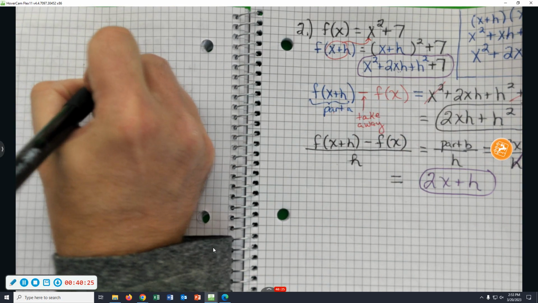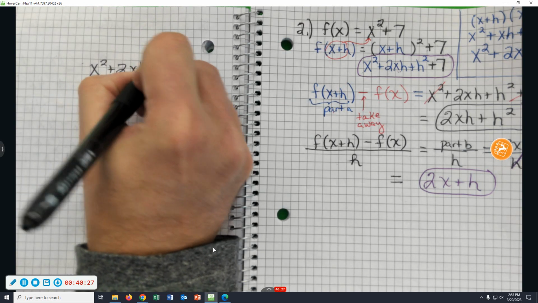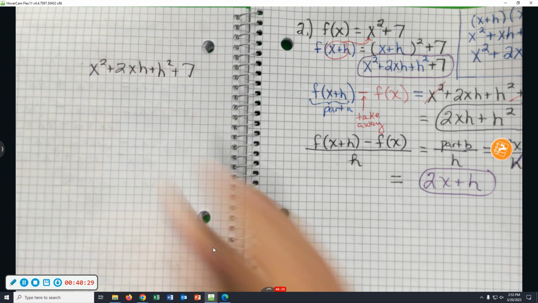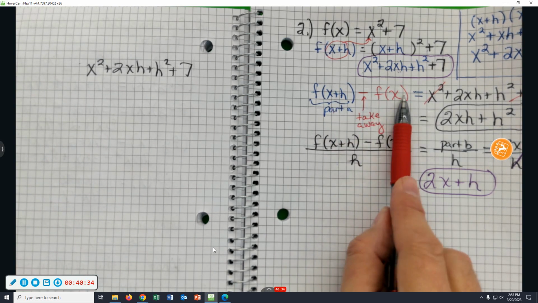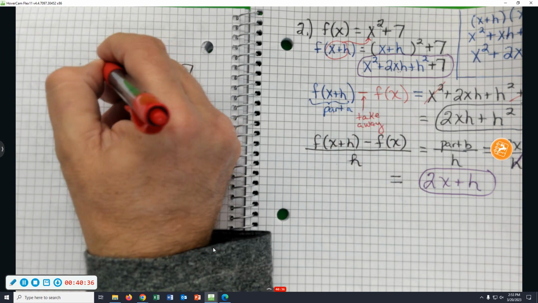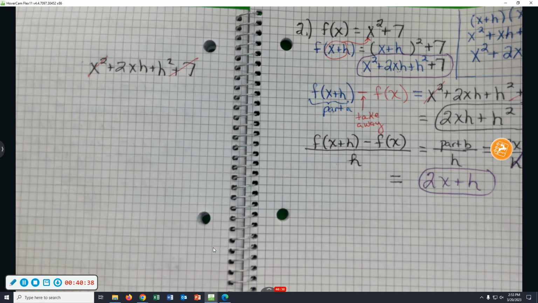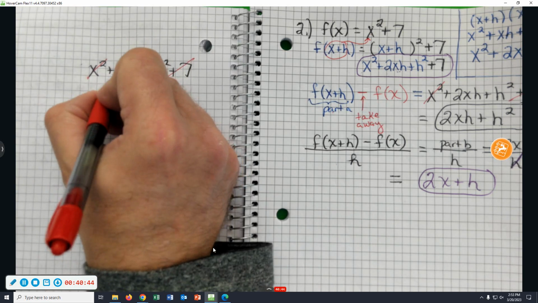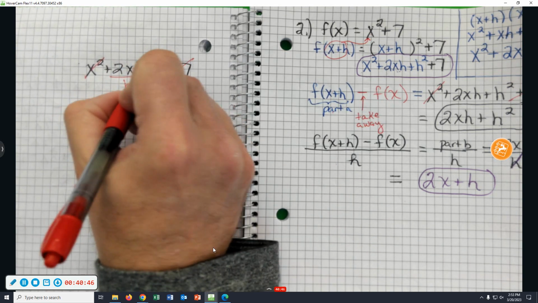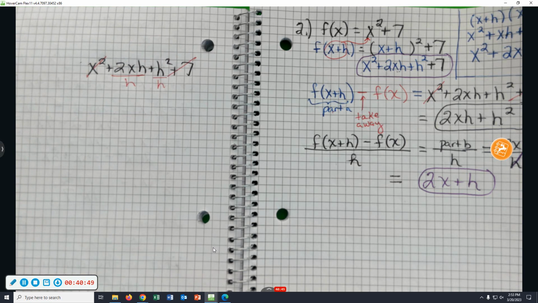X squared plus 2xh plus h squared plus 7. Then to do the rest of the problem, to do the minus f of x, I would just do that and that. And then what would I do to do the over h? Just go over h over h.